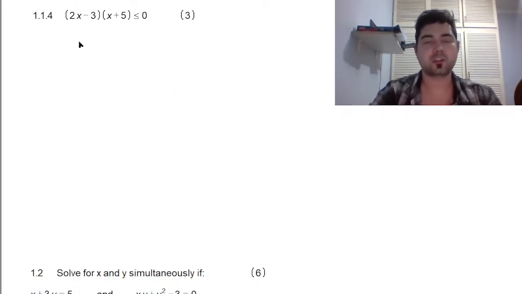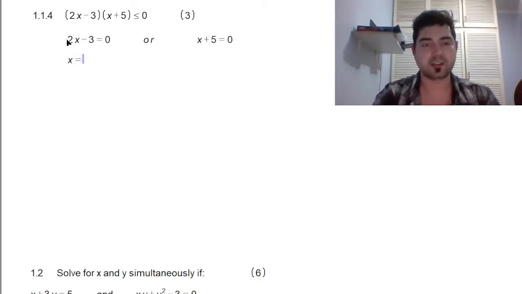The next one is a quadratic inequality, but again, it's already factorized, so this one is nice and easy again. We get 2 separate equations here. We have 2x minus 3 equals 0, or x plus 5 equals 0. Okay, so your first solution gives you x equals 2 over 3. The next one is x equals negative 5.